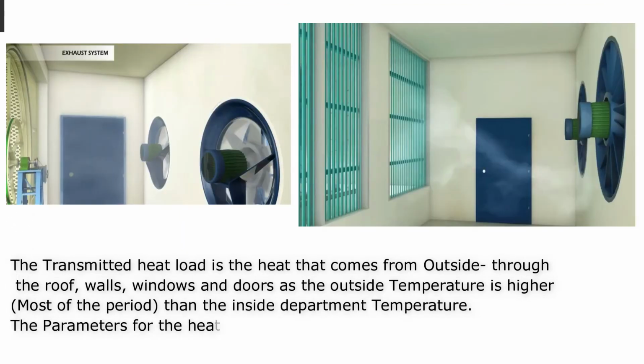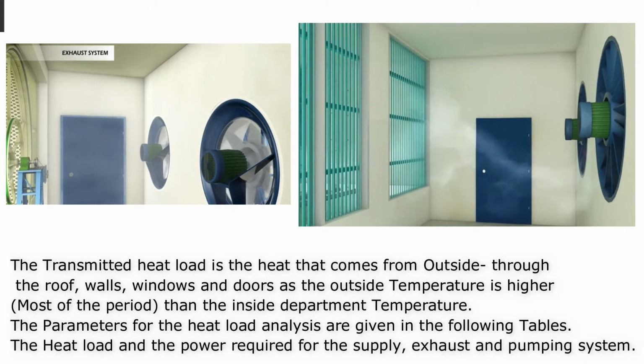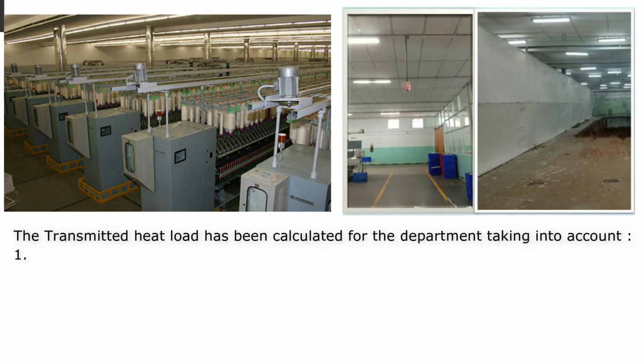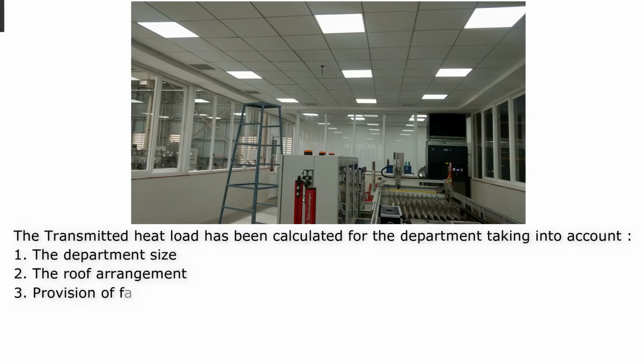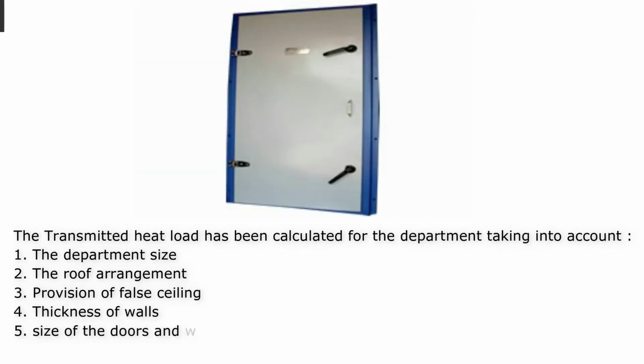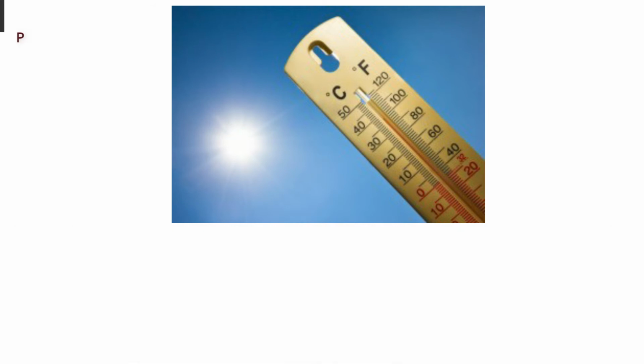The parameters for the heat load analysis are given in the following tables: the heat load and the power required for the supply, exhaust and pumping system. The transmitted heat load has been calculated for the department taking into account: 1. The department size. 2. The roof arrangement. 3. Provision of false ceiling. 4. Thickness of walls. 5. Size of the doors and windows. 6. The outside maximum temperature prevailing during peak summer days.